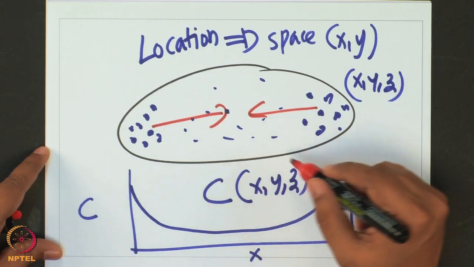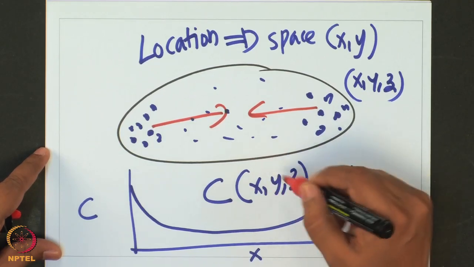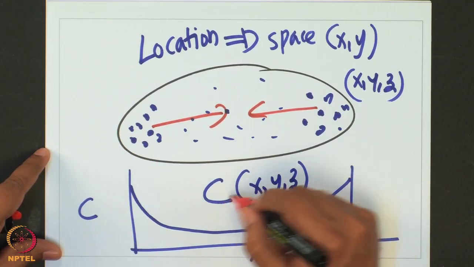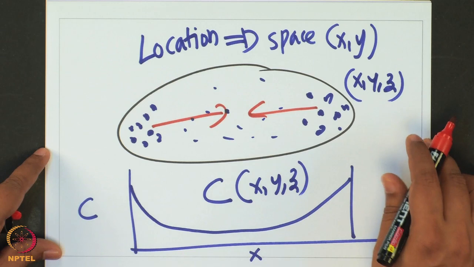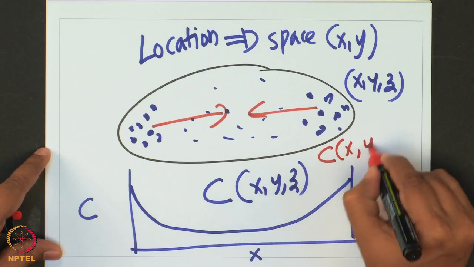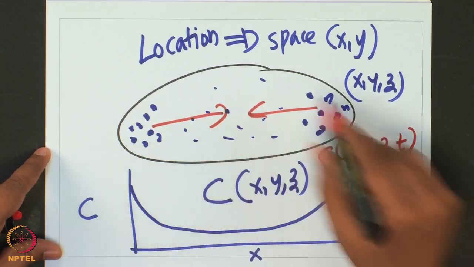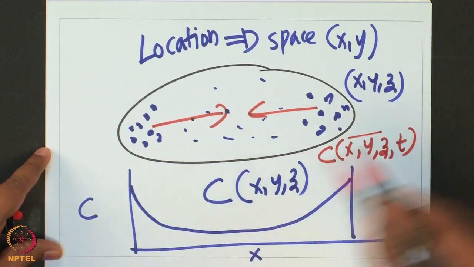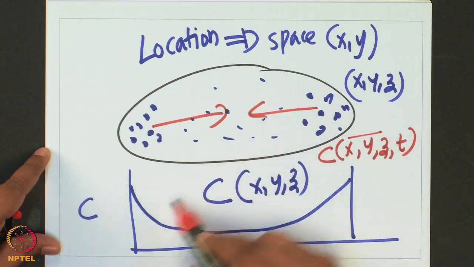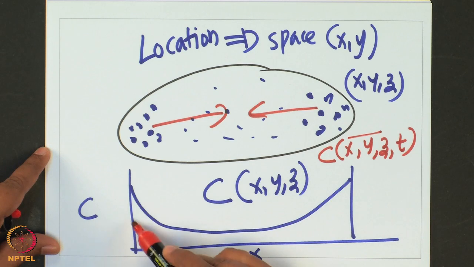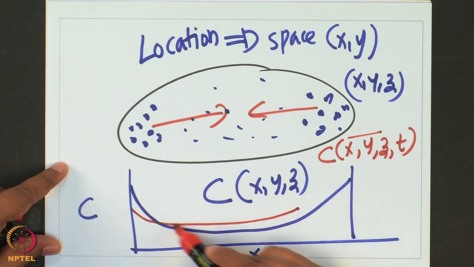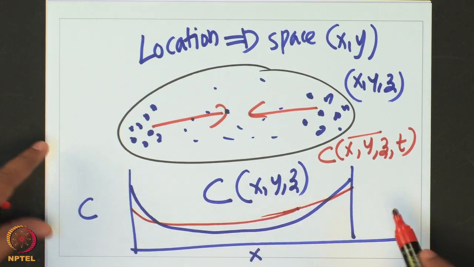The concentration increases as a function of time also, and so we get C of x, y, z, comma t. So, the real concentration C is a function of x, y, z and t. In 3D space, x, y, z represent the space and t represents the time. As a function of time, the concentration will change. For example, if this is the concentration at t equals 0, after some time the concentration will come down here and increase there. Something like this could happen.